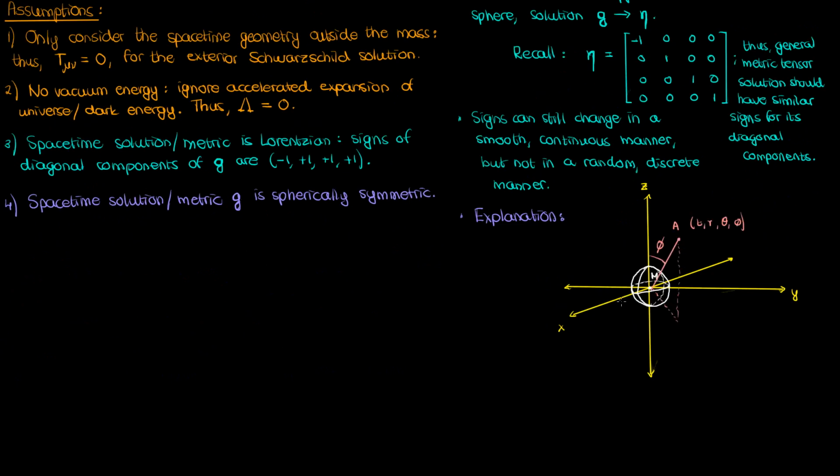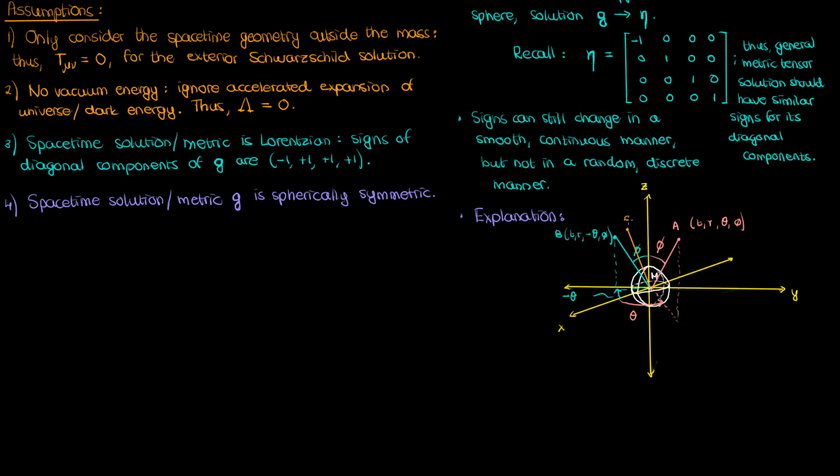This point A has a radial coordinate r, an azimuthal angle theta, so the angle from the positive x-axis, and a polar angle phi, so the angle from the positive z-axis. If I draw another point with the same coordinates but a theta angle that's flipped to negative theta, that point is going to be somewhere here. I'll label this point B.